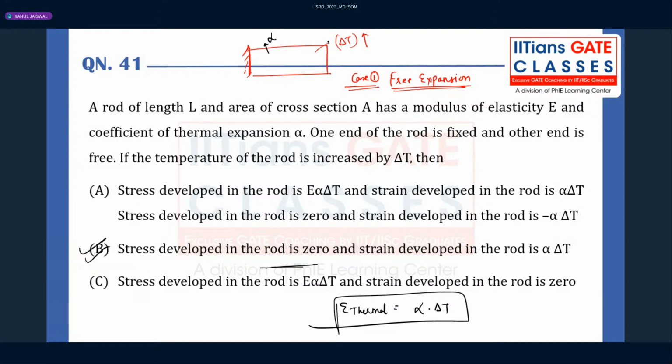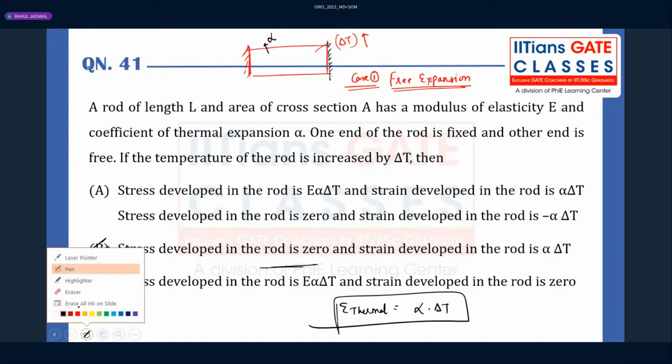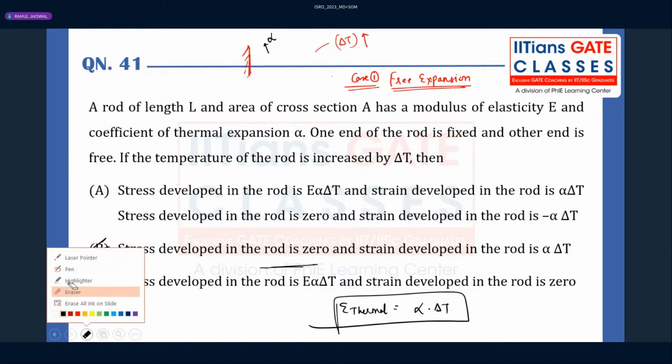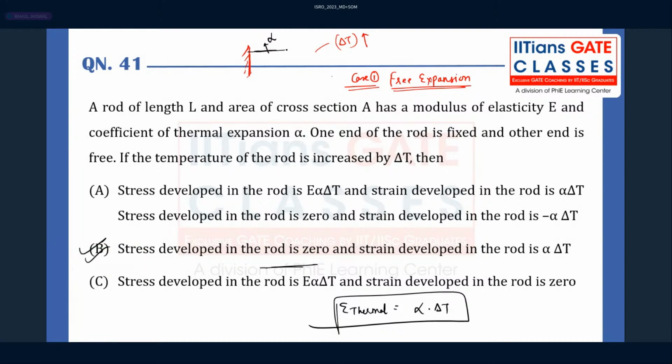If there is some kind of support, either flexible or rigid, then there would not be a free expansion. There would be certain restriction. But here there is no restriction as it is free to expand. And what is the expansion? Thermal expansion, alpha into delta T into L.